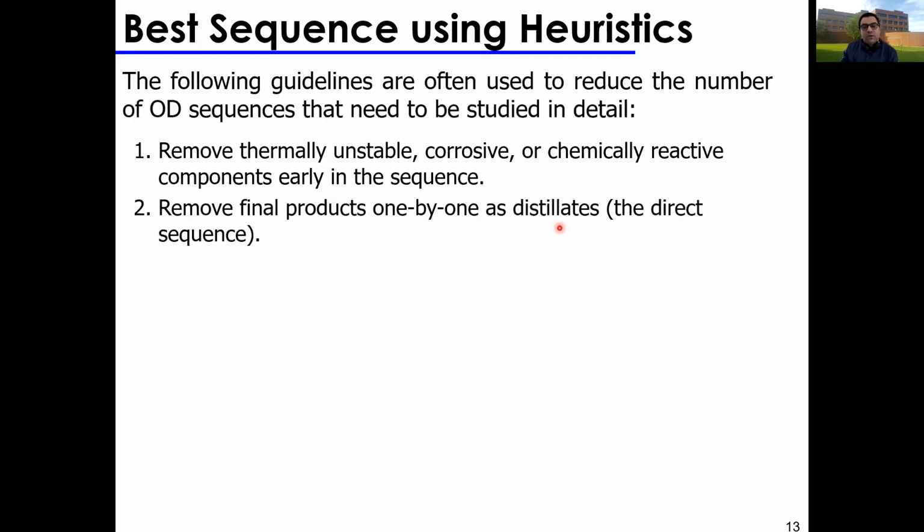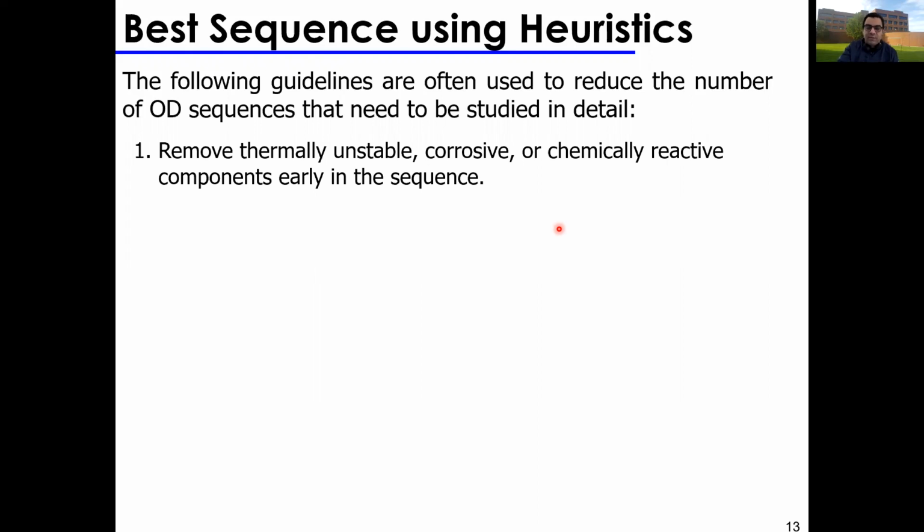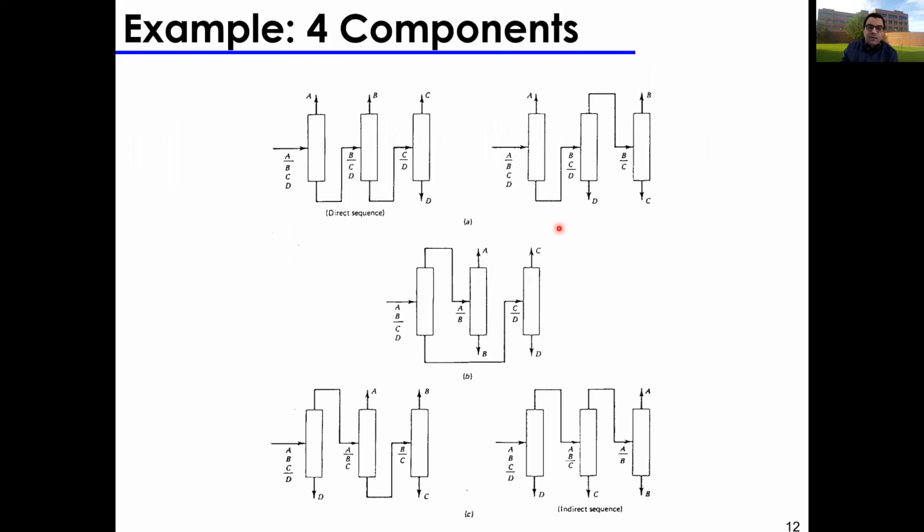Number 2, remove final products one by one as distillates. So ideally, you want to remove your final products as distillates, right? And this is called the direct sequence. By the direct sequence, I mean this. It's always better to remove the products you want from the top of the column as distillates one by one. This is as opposed to the complete opposite, which is removing them from the bottoms as condensates, right? So just something to think about.